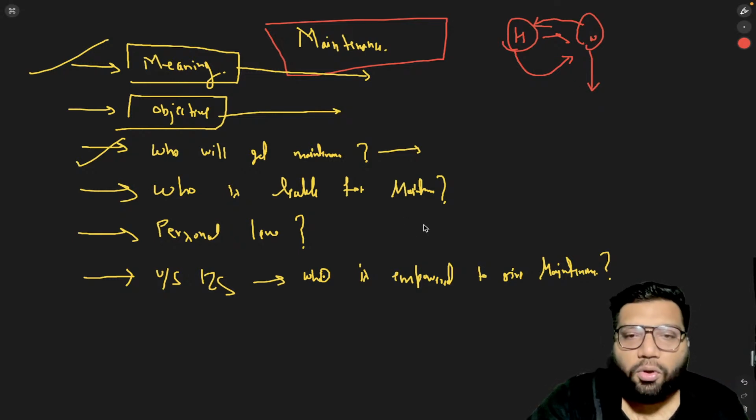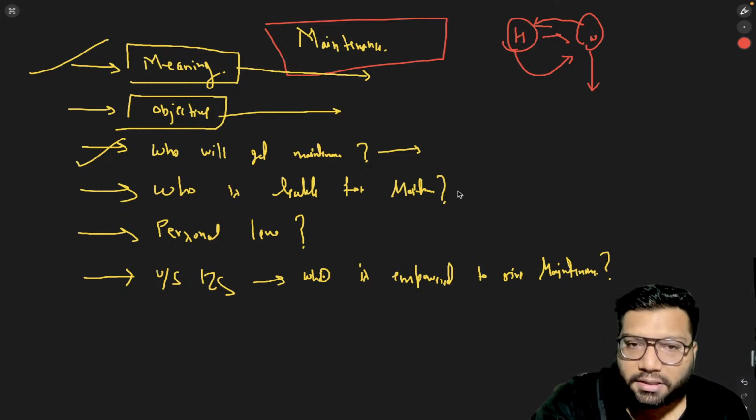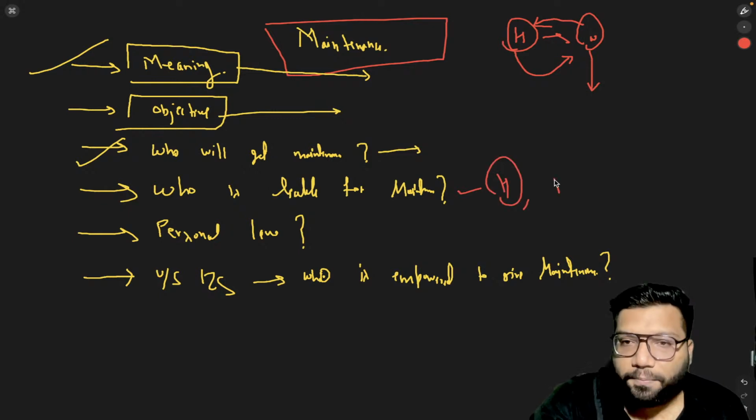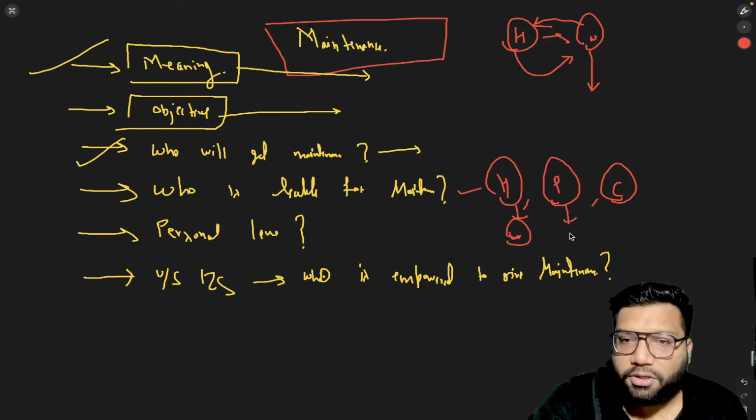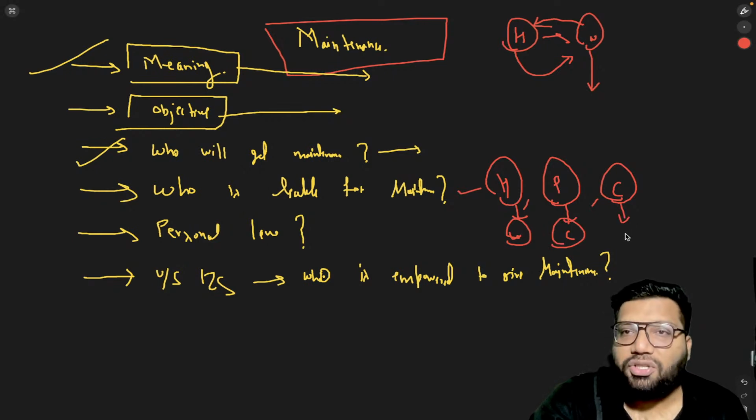So now coming to who is liable for maintenance. Who is liable for maintenance? The answer is the husband, the parents, and the children. Husband is liable towards the wife, parents are liable towards the children, and children are liable towards the aged parents.